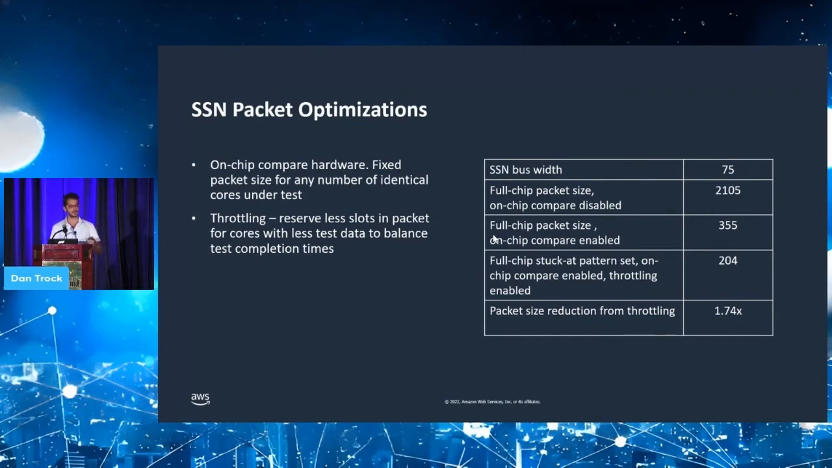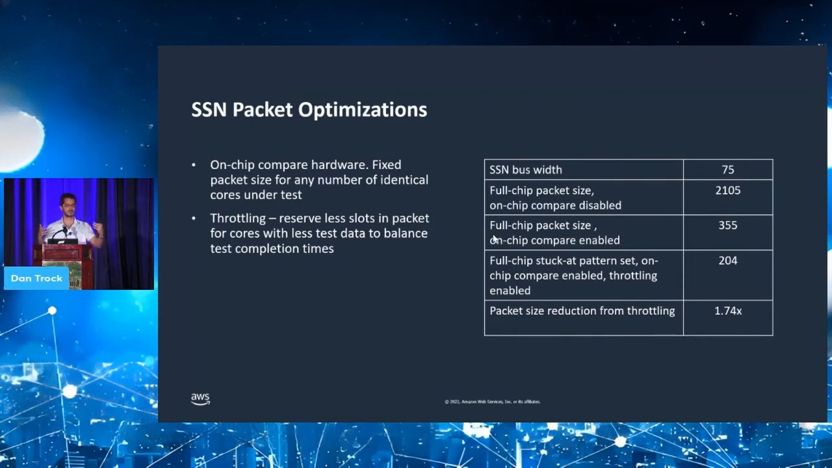Next is the throttling optimization. Throttling optimization is about managing the bandwidth of each and every core in such a way that cores that have lots of test data will receive many slots in the packet, whereas cores with less test data will receive fewer slots in the packet, because they have less work to do, so we can slow them down and make them work slowly. In the end, they will finish more or less at about the same time when the big cores finish with lots of work.